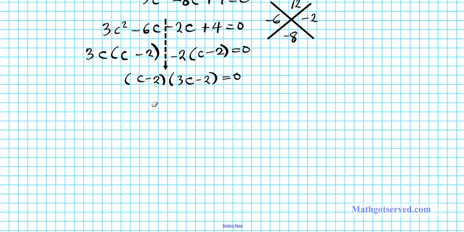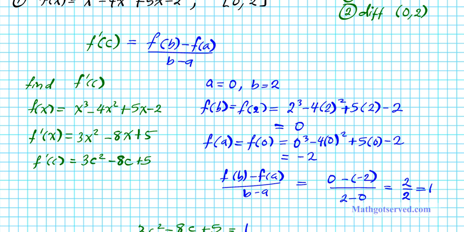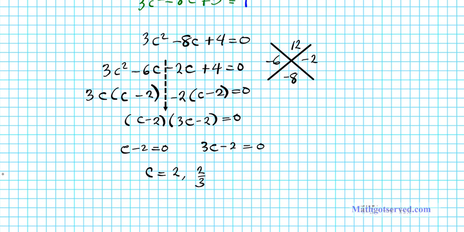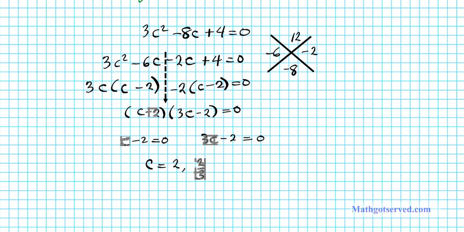Using the zero product property, we have c minus 2 equals 0, and 3c minus 2 equals 0. If you solve it, you have two c values, c equals 2, or c equals positive 2/3. All right? So are there two c values that satisfy the conclusion of the mean value theorem? If you look at the interval, we have 0 to 2 as the interval. So let's take a look at that. We're going from 0 to 2.